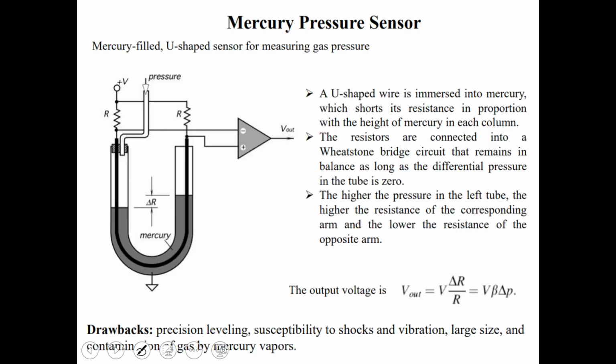This is the mercury pressure sensor. They fill the mercury here. This black is the mercury, and this is the OPM. They use it to measure the voltage difference and the pressures. Due to the mercury, the flow of current will change here. So V output should be V delta R by R. They use some U-shaped wire in the image in the mercury, which changes its resistance in proportion with the height of the mercury in each column. So voltage will change according to the height of the mercury. Okay. Any doubt?